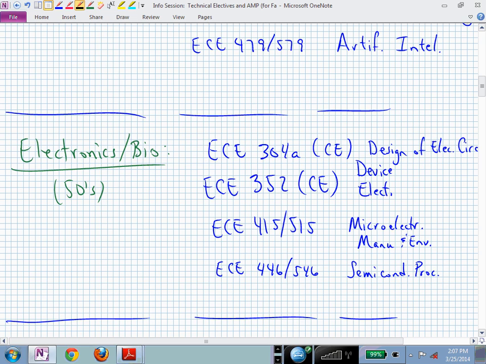The 50s are electronics, think 351C, 352, or bioengineering. Do we have any bio? Maybe we don't in the fall per se, but here we have, if you're a computer engineering option, you might take the follow-on class that follows 351C. This is the second semester of electronics or analog integrated circuits.